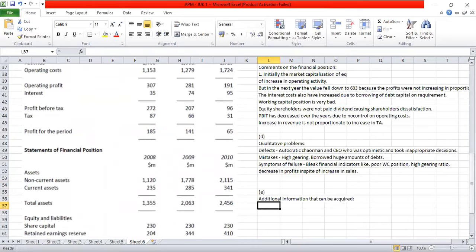So on that note, what do we comment about? Is there any other additional information which would comment on the position of this particular company? What do you think?